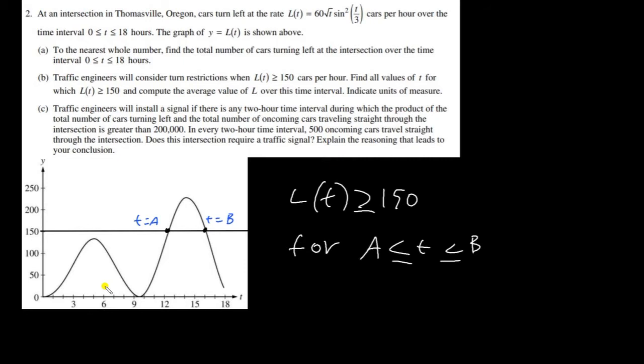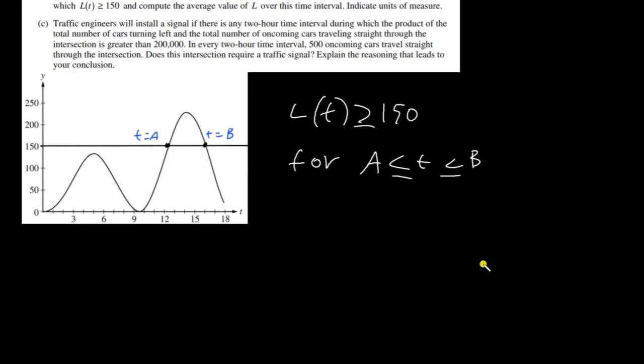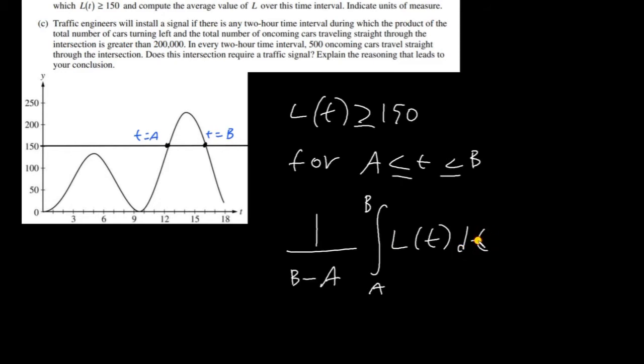We also need to find the average value of L over this time interval, from A to B. So the equation for the average value of a function on a time interval is 1 over B minus A, we'll get to that in a second, times the integral from A to B of L of t dt. And I'll explain all of this in a moment.